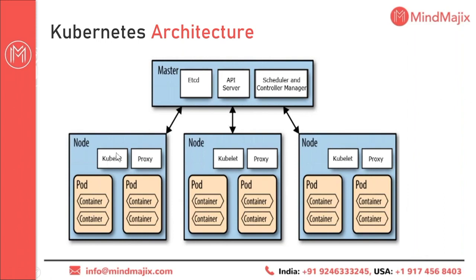Worker node: basically, every worker node has two components, kubelet and kube-proxy. Each node will have its own kubelet and proxy. Proxy is basically a firewall kind of thing, so when the traffic comes, it will do the filtering.